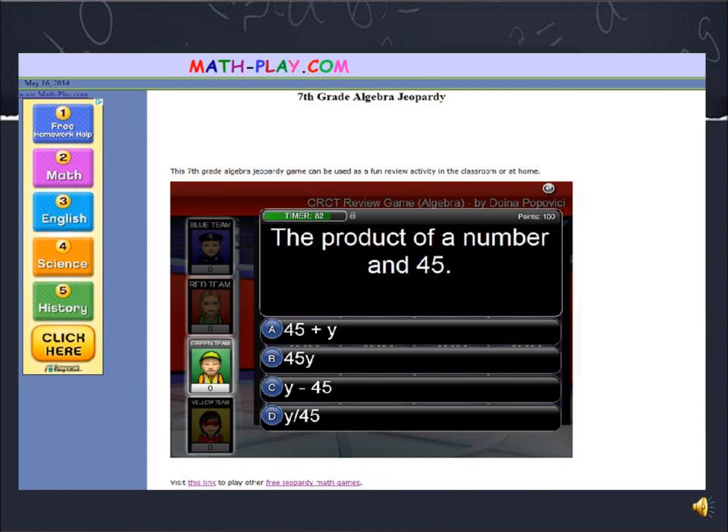An example of the Jeopardy! Activity shows that a word sentence or problem is asked and the student is given an allocated amount of time to give an answer in the form of a number sentence. The problem here is the product of a number and 45. And the correct solution for this problem would be answer B, 45y.